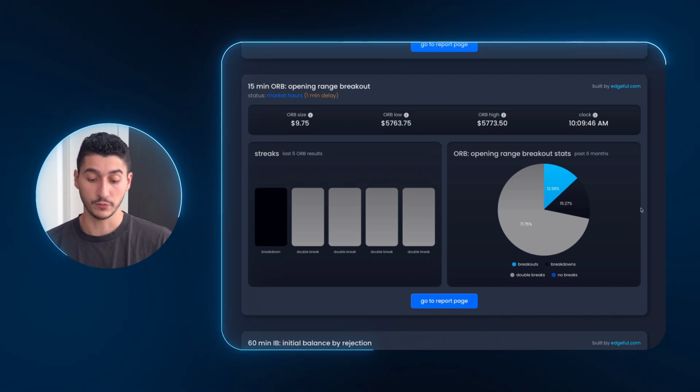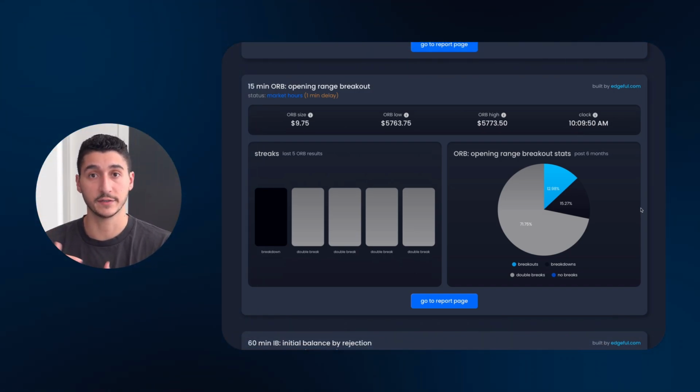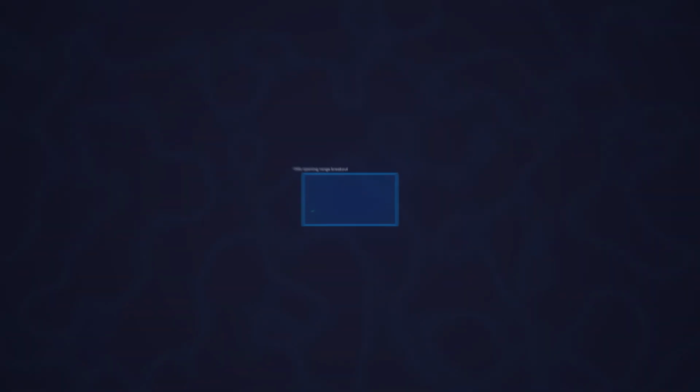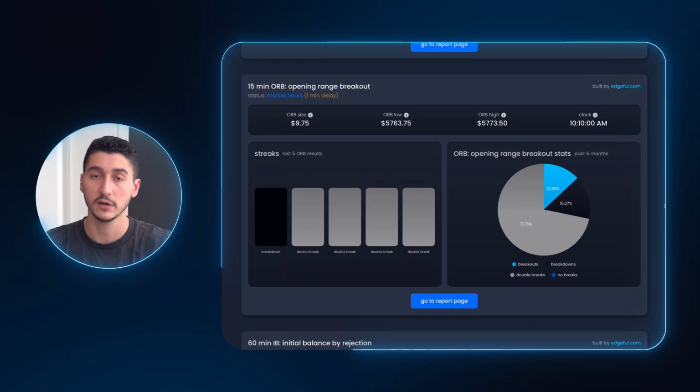So if you know that there is a very high probability for price to break out of both sides of the opening range, and you can see that one of the sides has broken, then you want to target that opposite side. So that's one of the ways that you can use the opening range. There's obviously a million ways to use it, but that's one of the most famous ways.